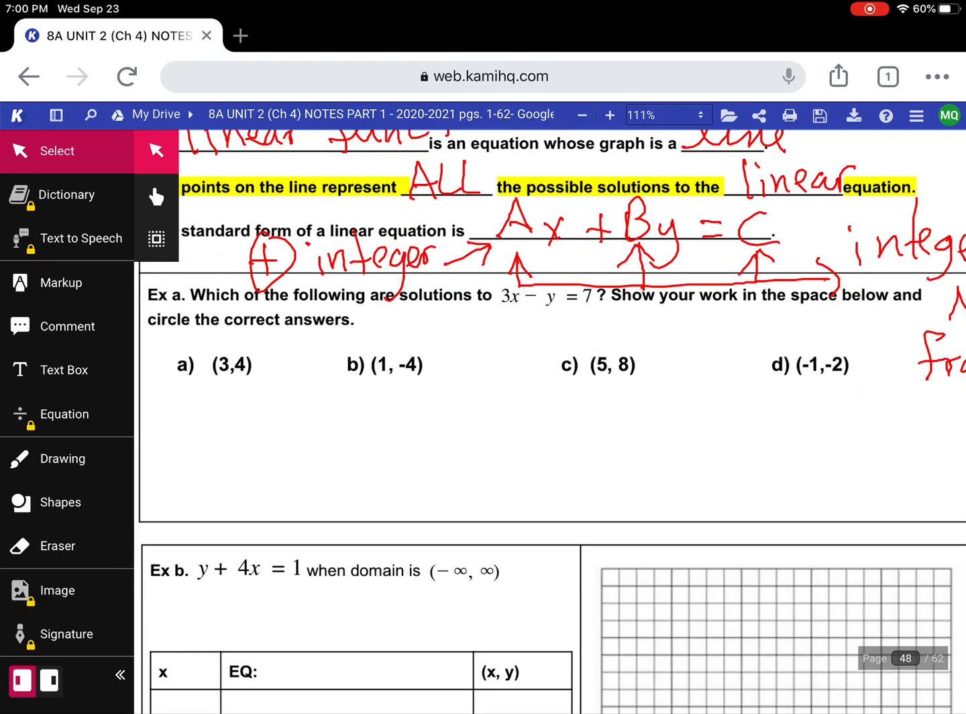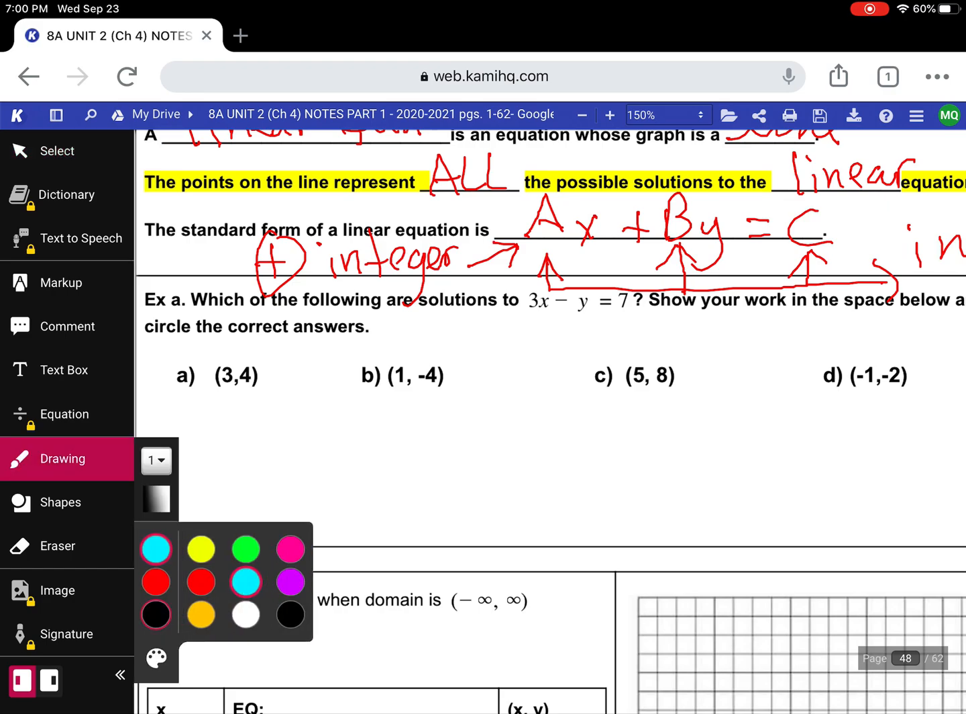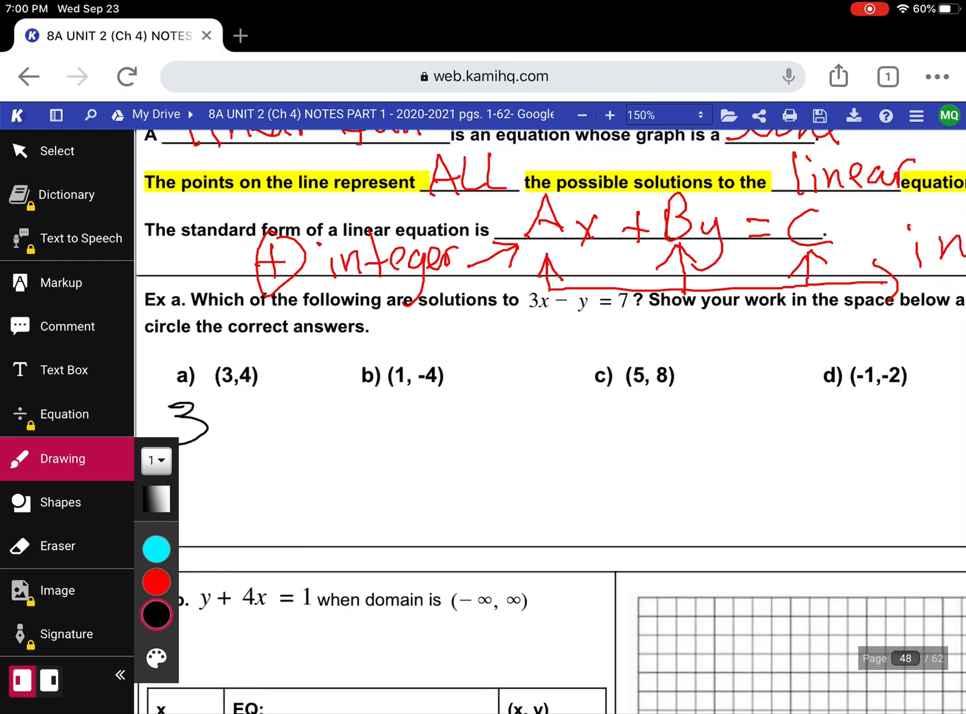So on this one, all we are doing is plugging into the equation and looking to see if we get a true statement. So we've got 3 times, what do we have here? x is 3, minus y, which is 4, equals 7. You'll sometimes see I put a little question mark because that means I'm not sure yet if it does work. 3 times 3 is 9, minus 4 is going to be 5. And we know that 5 does not equal 7, so that is not going to be a solution.